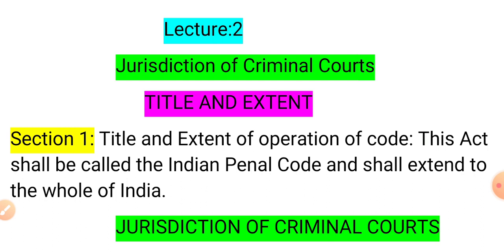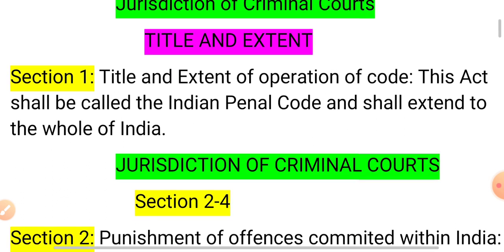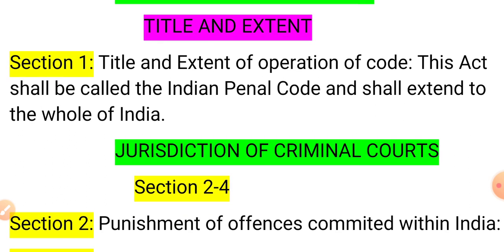Let us begin and first discuss section 1, which deals with the title and extent of operation of the code. It says that this act shall be called the Indian Penal Code and it shall extend to the whole of India. Previously, there was one exception to this section, that this code shall not apply to the state of Jammu and Kashmir, because the state had its own code, the Ranbir Penal Code. But due to the abrogation of Article 370, that has now been repealed, and now the Indian Penal Code equally applies to the UT of Jammu and Kashmir.